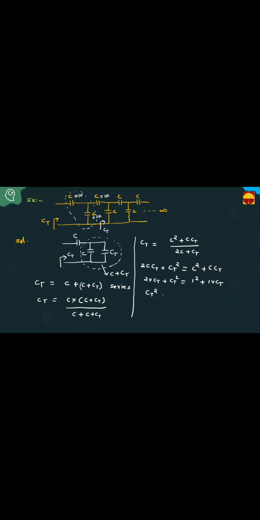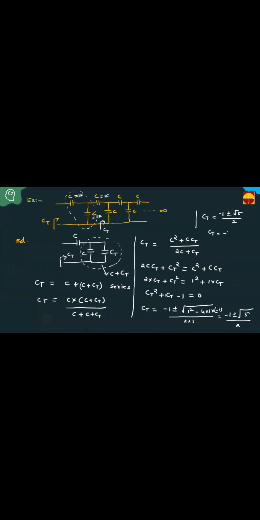That is CT square plus CT minus 1 equal to 0. Then CT equals minus B plus or minus square root of B square minus 4AC by 2A. This is 1, minus 1 plus root of 1 square minus 4AC, by 2 into 1. This is minus 1 plus root 5 by 2. Then what is CT? Minus 1 plus root 5 by 2.